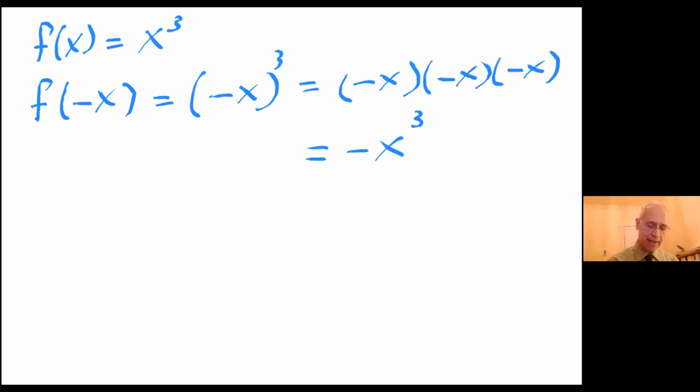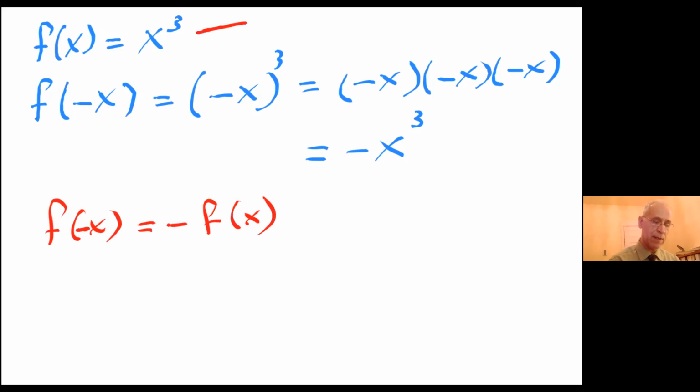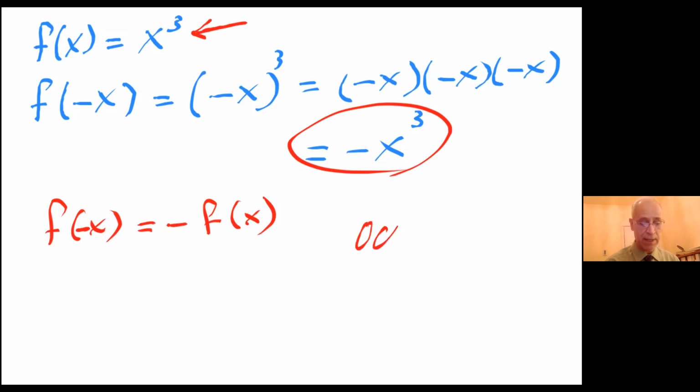So notice that the requirement to be an odd function, that f of minus x should be the opposite of f of x. And sure it is. Here's my f of x, and f of minus x is the opposite of my original f of x. So this one indeed is an odd function.